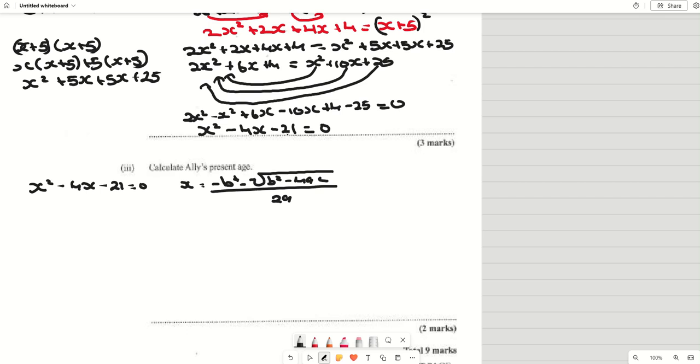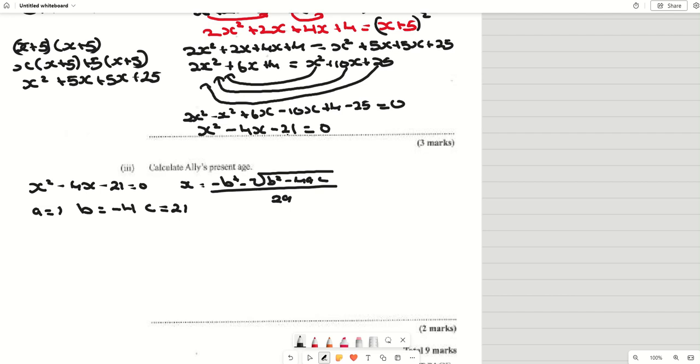Please note that if you do not know this formula by heart, it is given in the formula sheet, okay? Now, what you also have to remember is what is a, what is b, and what is c. A is your coefficient of x squared, meaning what number is in front of x squared, although we're not seeing it, it is 1. B is the coefficient of x. What is in front of x? Not just 4, but minus 4. And C is the number by itself, which is equal to minus 21.